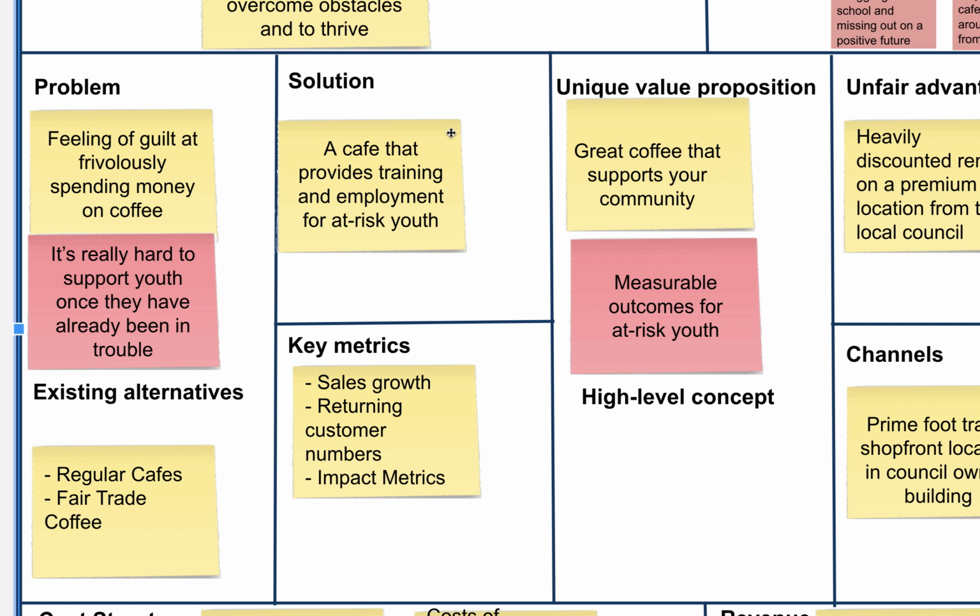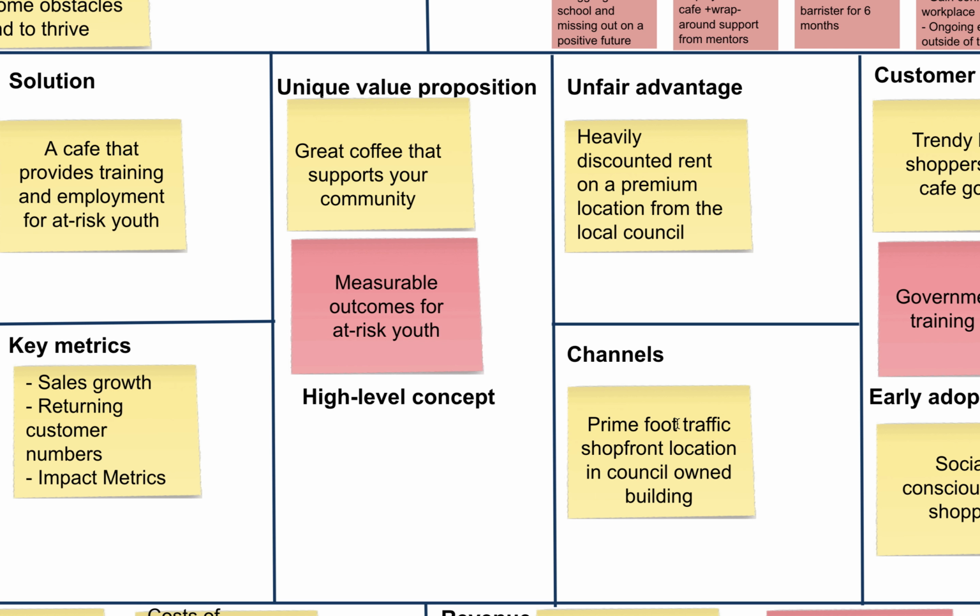Then we jump across to solution. This is the actual thing. The idea normally starts with the solution. So, a cafe that provides training and employment for at-risk youth. That's the thing that we're doing. That's what all of the rest of the business model hangs off.